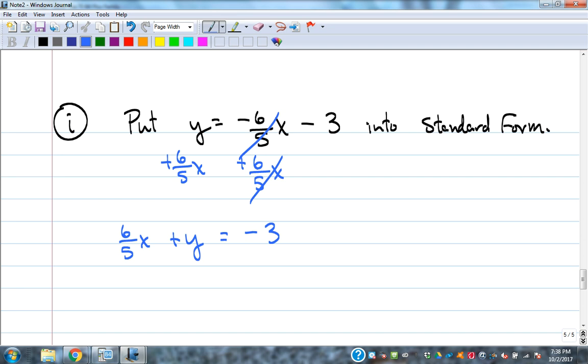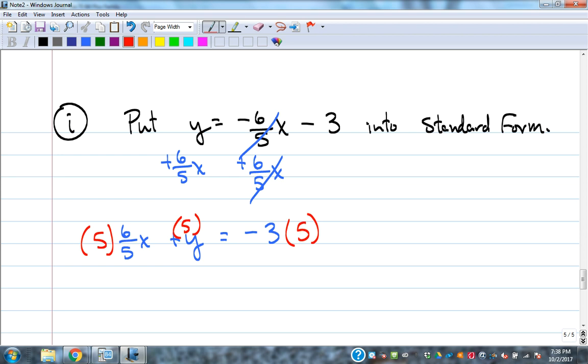But I can't just multiply the x part by 5. I've got to multiply everybody by 5. So I multiply each piece by 5. The whole problem gets multiplied by 5. And I'm showing each individual piece getting multiplied by 5.